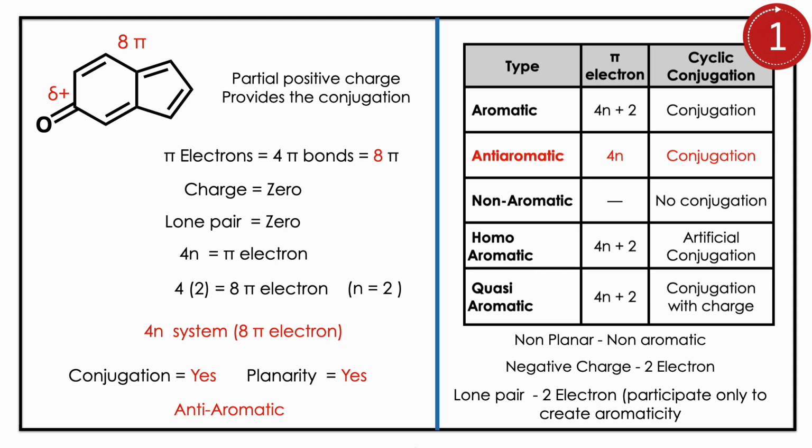Lone pair is 0. So it is a 4n system with 8 pi electrons where n equals 2. Conjugation is definitely there because the positive charge can support it, and planarity is also there. So it is a 4n system, conjugated. Planar means the given compound is anti-aromatic.